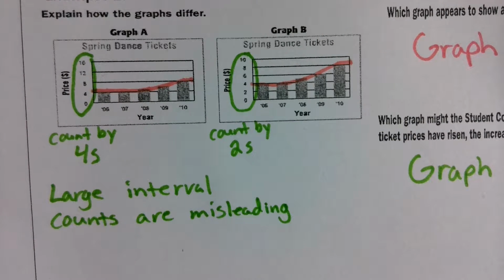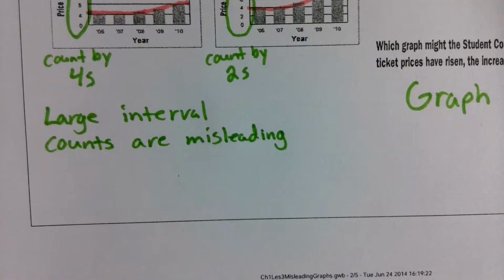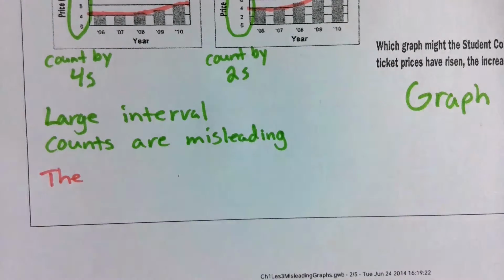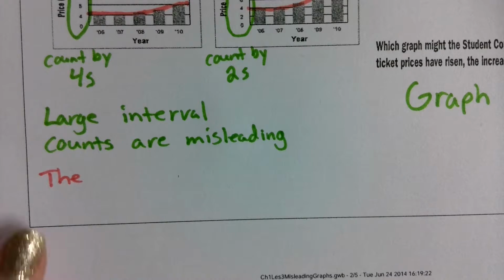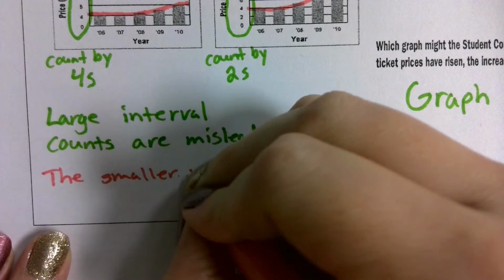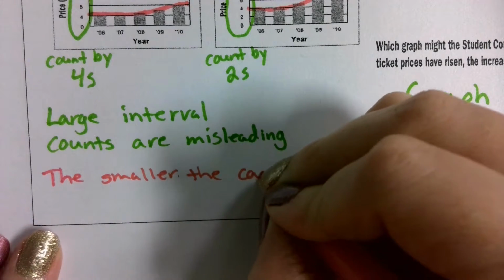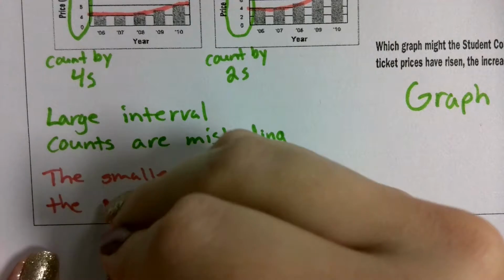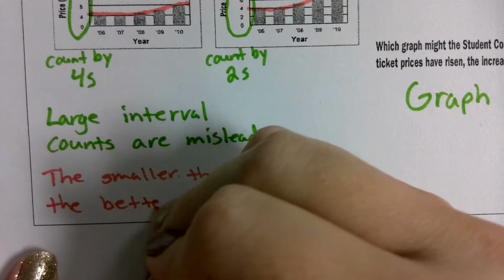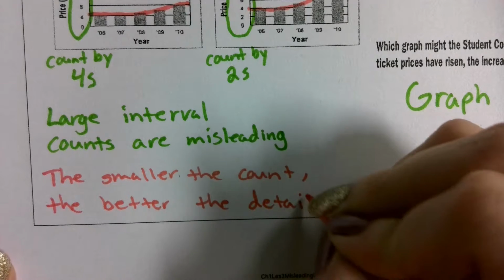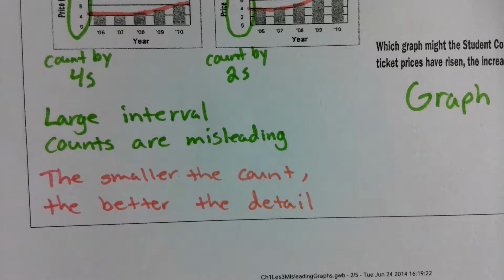In fact, your idea is that you want to have smaller counts. The smaller the count, the more detail you can see. Smaller the count, the better the details. It's almost like you're taking a microscope to the graph and you're being able to zoom in and see it.